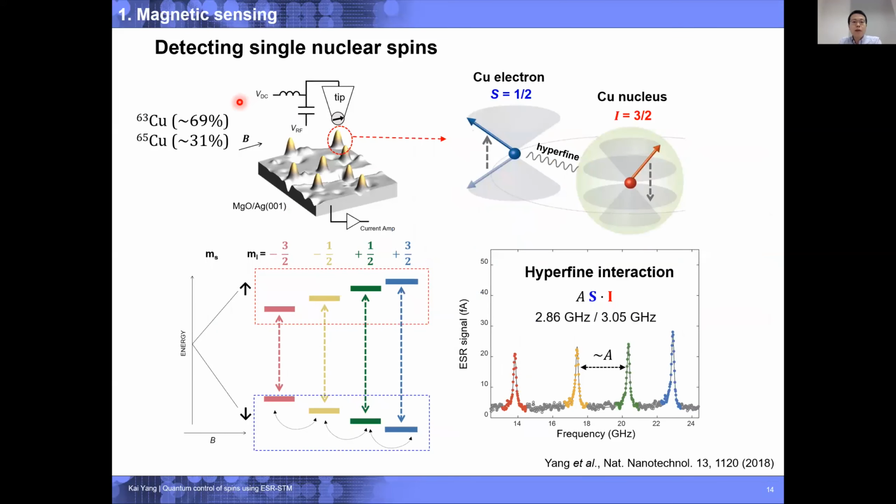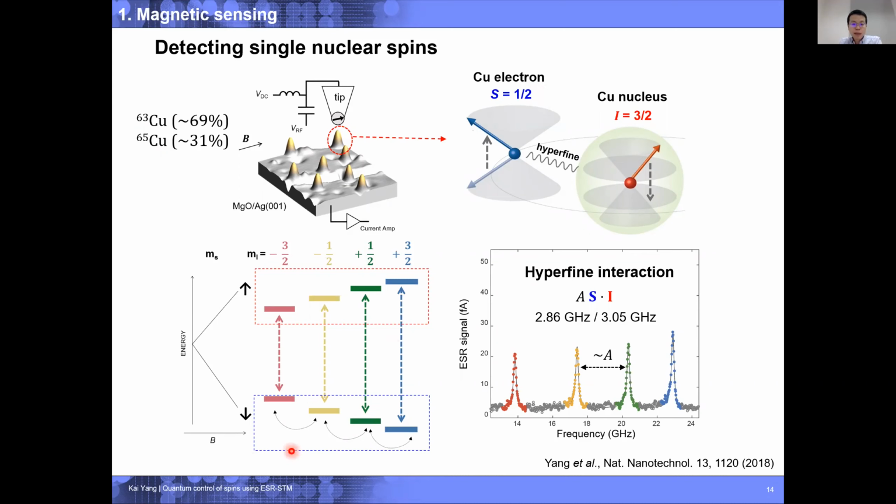Okay, so we can not only probe the electronic spin, we can also detect the single nuclear spin of a surface atom by probing the hyperfine interactions between the nuclear spin and the electronic spin. For example, here we studied single copper atoms on MgO. Copper has 2 different isotopes, copper 63 and copper 65, and both of them have a nuclear spin number of 3/2. And it turned out the copper electronic spin is a spin 1/2 system, and we can confirm this by measuring the ESR spectroscopy as a function of different magnetic field.